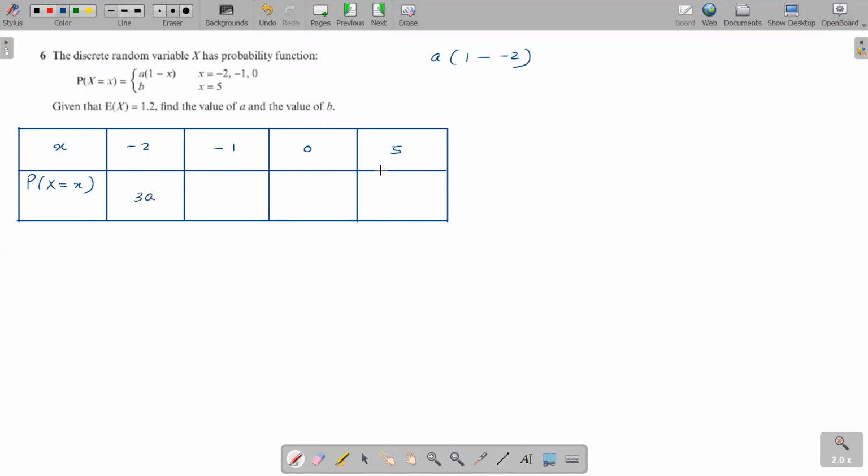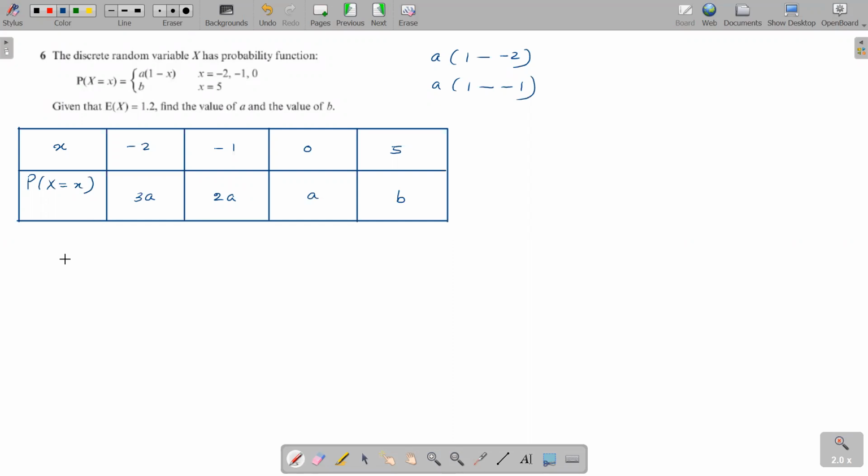When x is -1, it's a times 1 minus -1, which is 2. So 2a. When it's 0, 1 minus 0 into a is a. And when x is 5, the answer is directly b. There is no relationship with x here, so you should just write b. Okay, so the E(X) value is given to you.